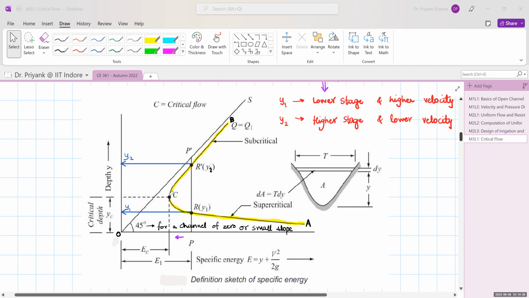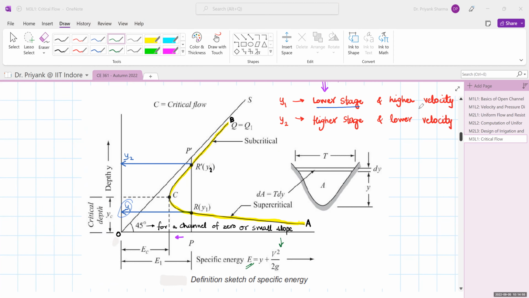Okay, now how do we characterize these alternate depths y1 and y2? For y2, you can see the depth is more, so it is a depth with a higher stage and lower velocity, because specific energy is a combination of two terms, depth and velocity. So if one term is high, the other term has to be lower because your E is constant. So your y2 is for higher stage and lower velocity, and y1 is at lower stage and higher velocity. So this is the specific energy curve.